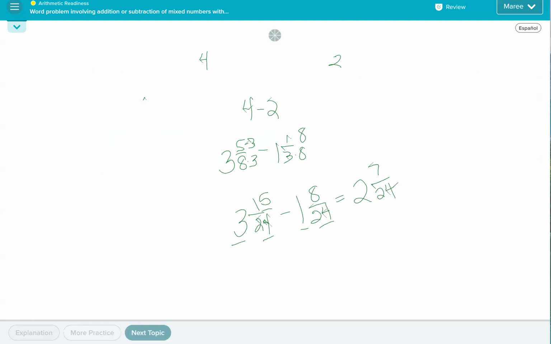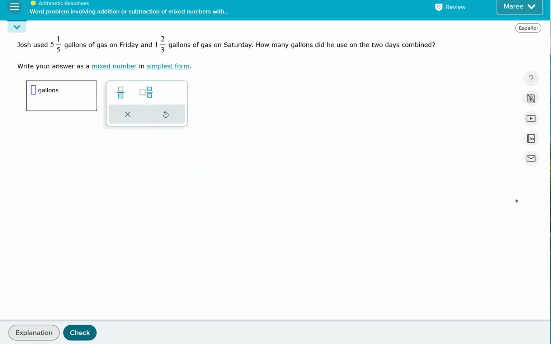Okay, let's try another one. Josh used 5 1/5 gallons of gas on Friday and 1 2/3 gallons of gas on Saturday. How many gallons did he use on the 2 days combined? So words like combined mean we're going to add. We want to know how many total gallons he used. So we're going to add 5 1/5 plus 1 2/3.